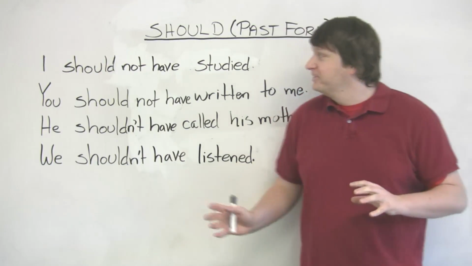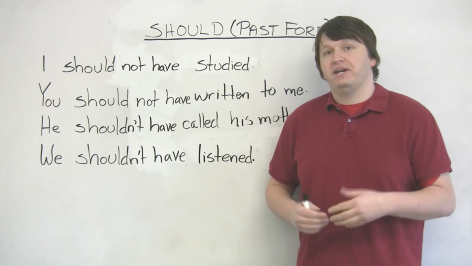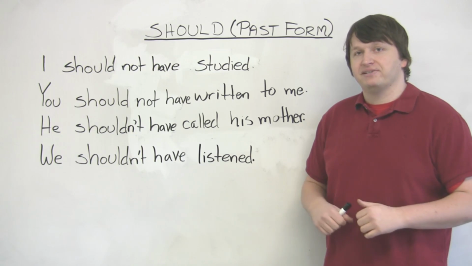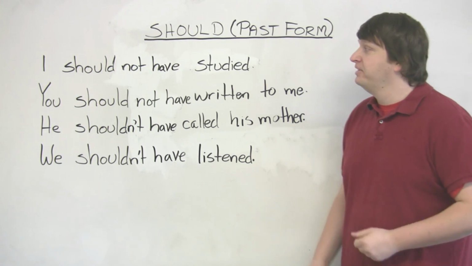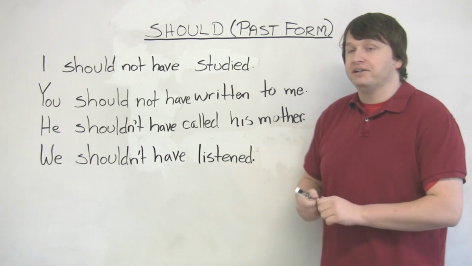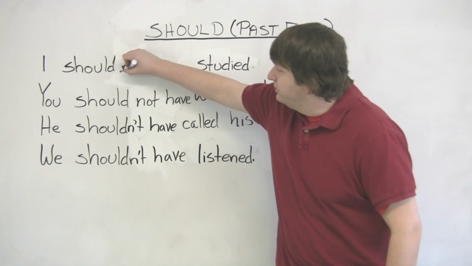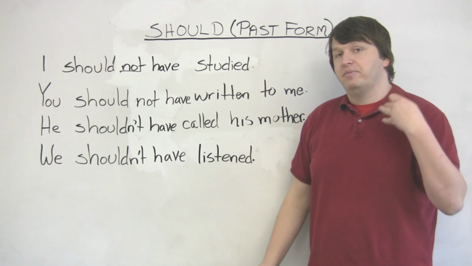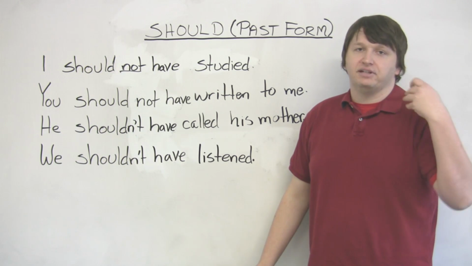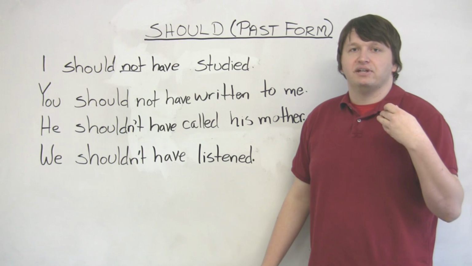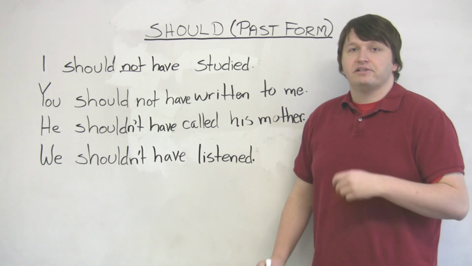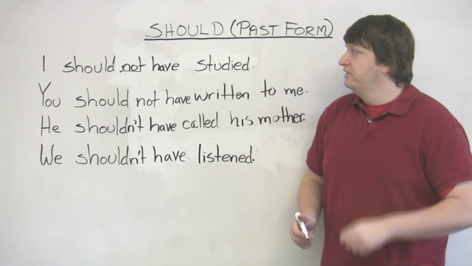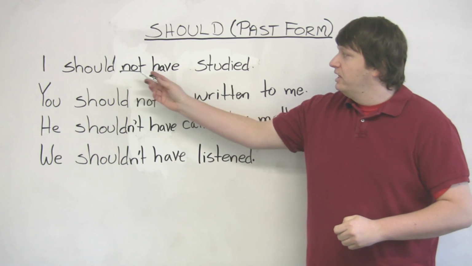Whoa, what happened? Okay, so if we want to change this into a negative statement about something we should not have done in the past, like you just heard me say, we simply put the word not in front of have. So instead of saying, I should have studied, again, this is a time in the past that could have been at any time. I should have studied yesterday, I should have studied last week, or it can just be an indeterminate time in the past. I should have studied. We just say not. I should not have studied.